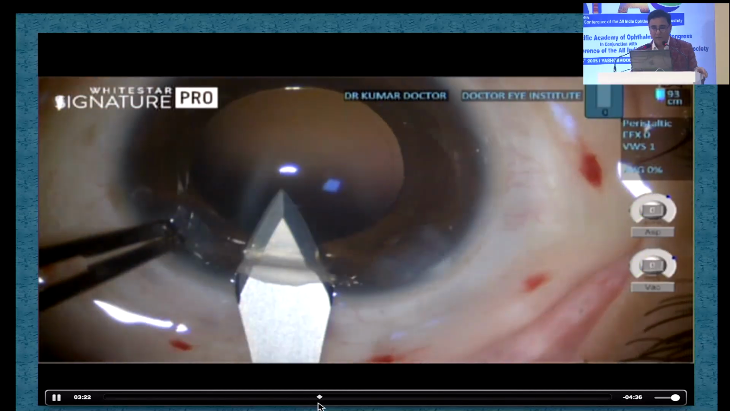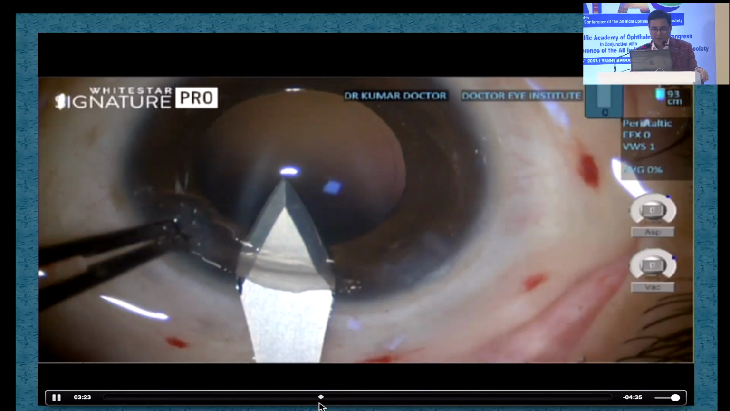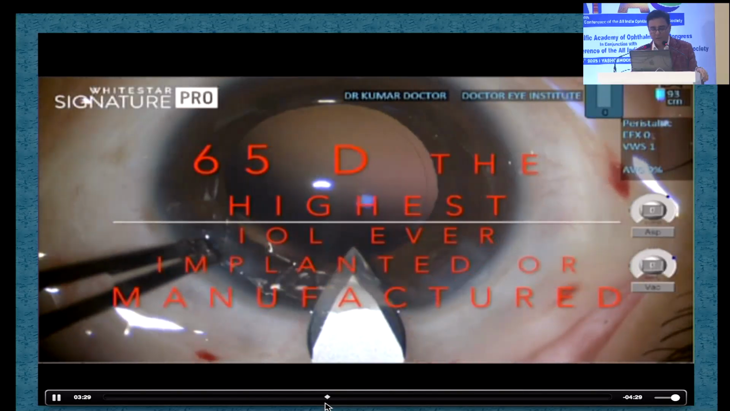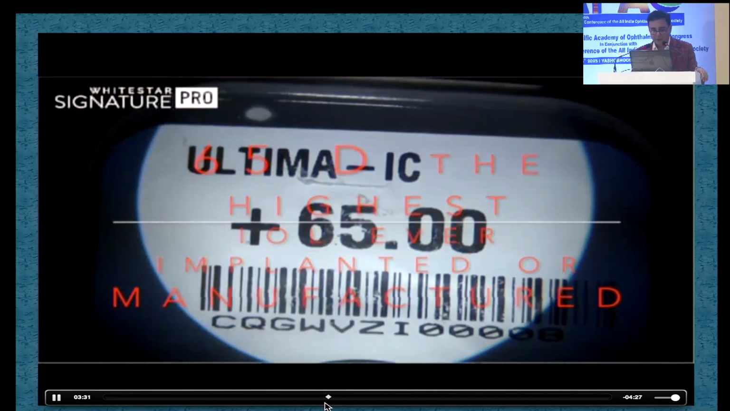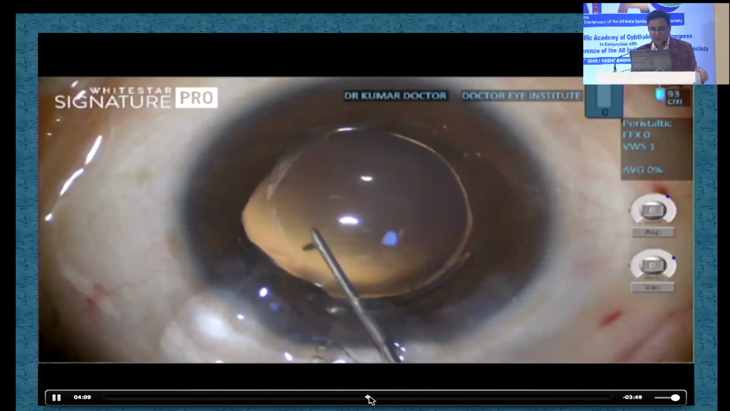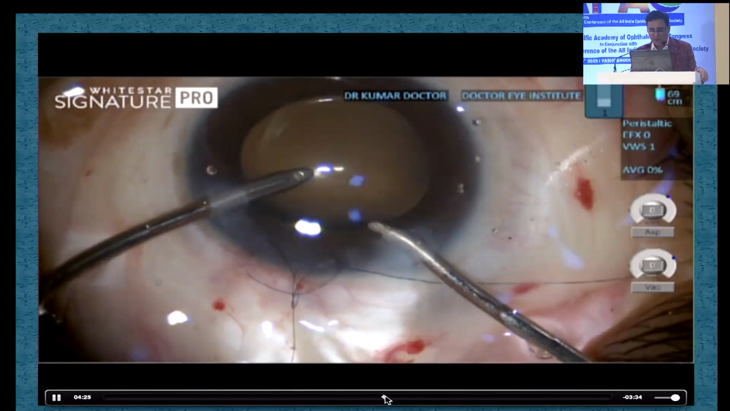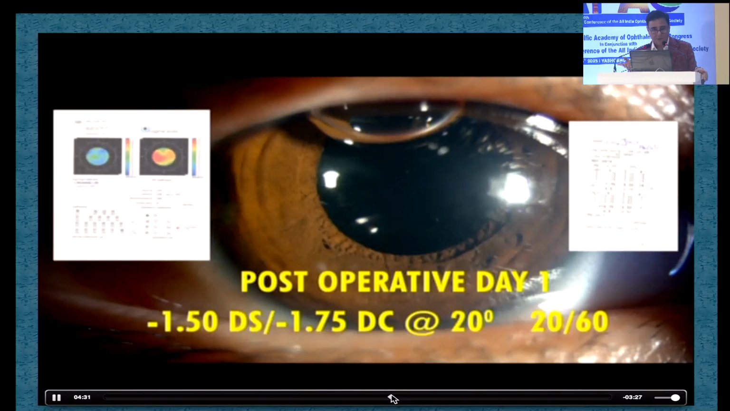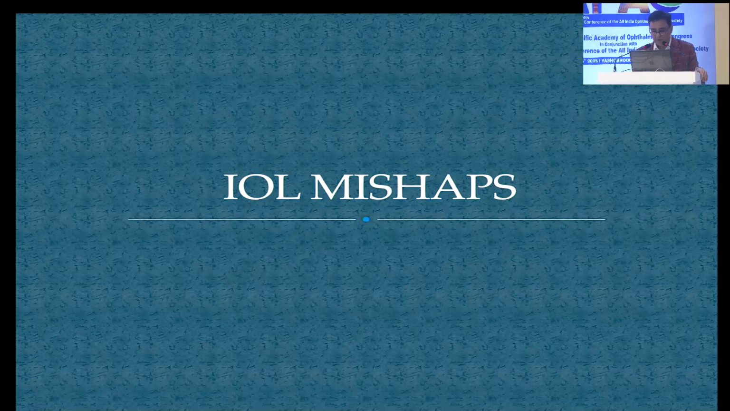collapse, did a bimanual IA because a young patient, did a large incision. You need a 3.5, but this is a 65 diopter IOL manufactured. You need a 3.4 millimeter incision, put the lens in the bag, and then dial the lens into the bag. And you'll be surprised the post-op result was minus 1.5 with a 1.75 cylinder.